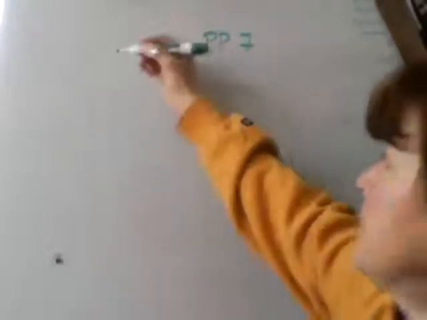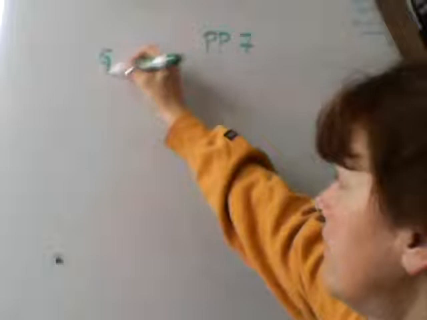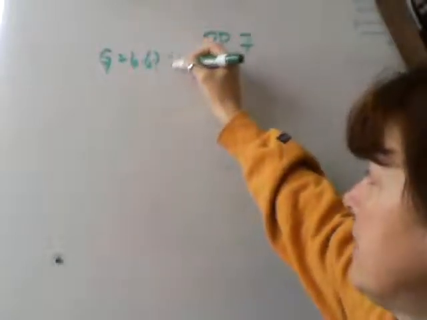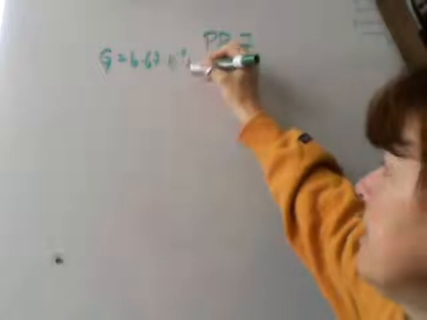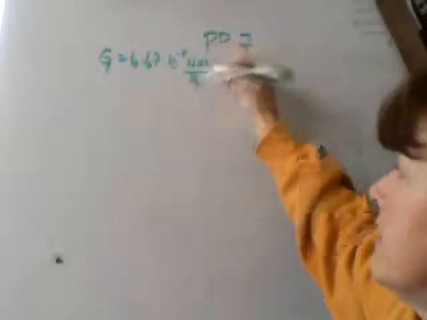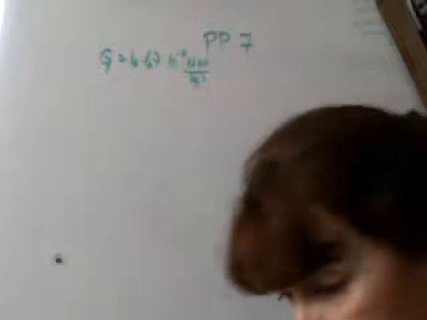Okay, so with the practice problems, we know that our constants are, the gravitational constant is always going to be 6.67 times 10 to the negative 11 Newton meters squared per kilogram squared. So we'll just keep that in mind.